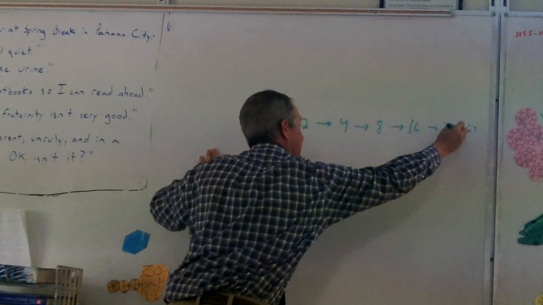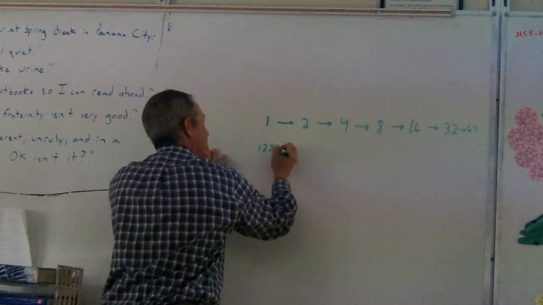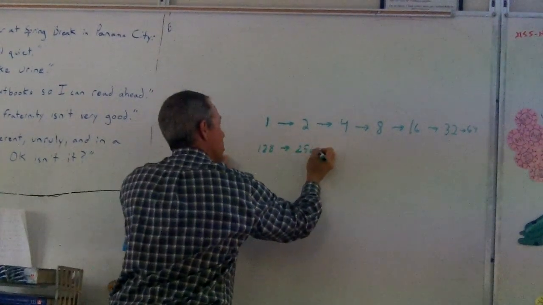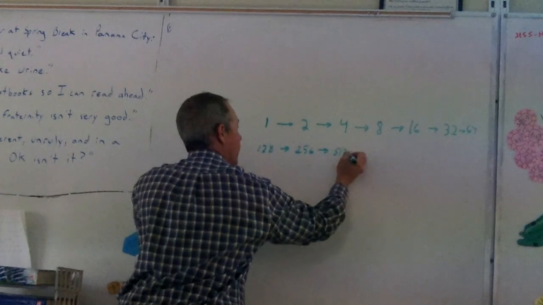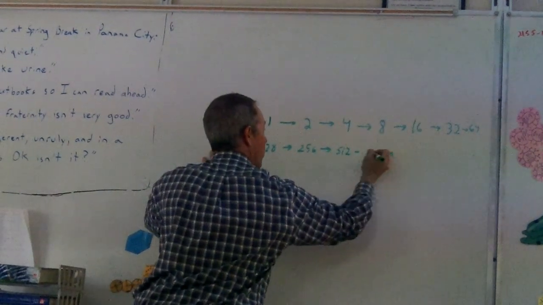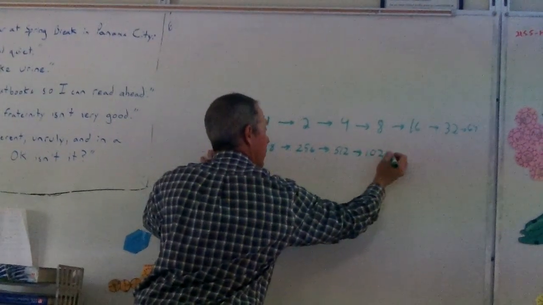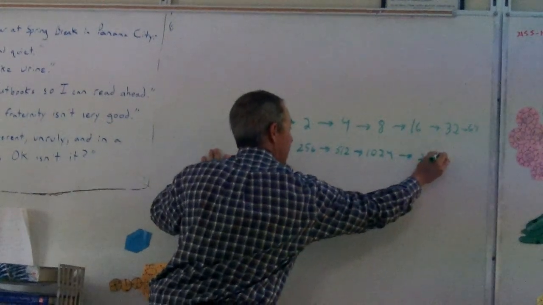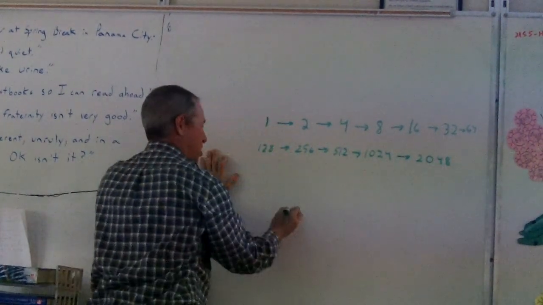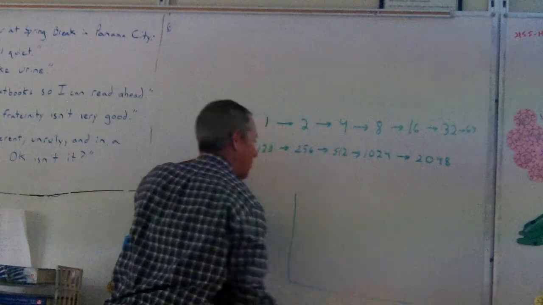64. Okay. 128, 256, 512, 1024, 2048. Okay, so let's just make a graph of that real quick.